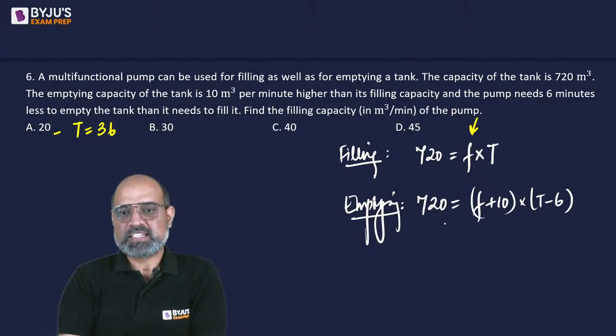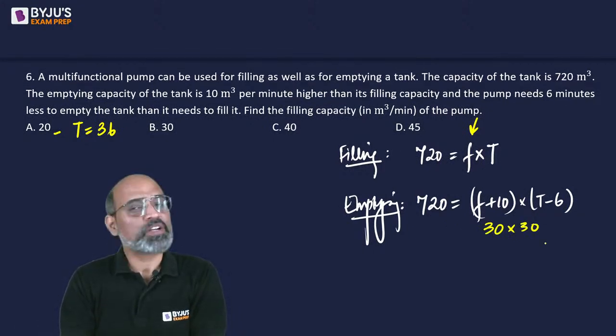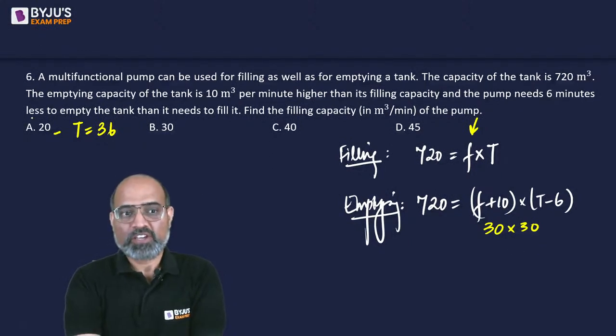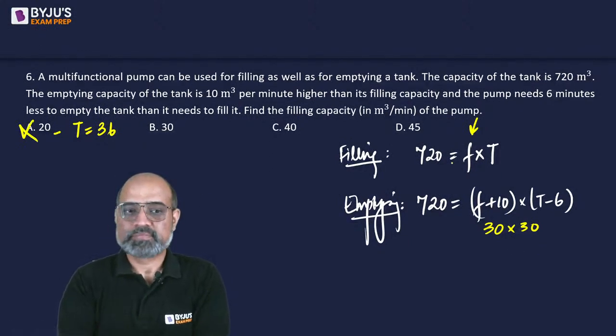If that is 36, then 720 has to be written as 20 plus 10, which is 30, into t minus 6, 36 minus 6 which is 30. 720 is not 30 into 30. So A nahi ho sakta, right? Then we go to the next option.